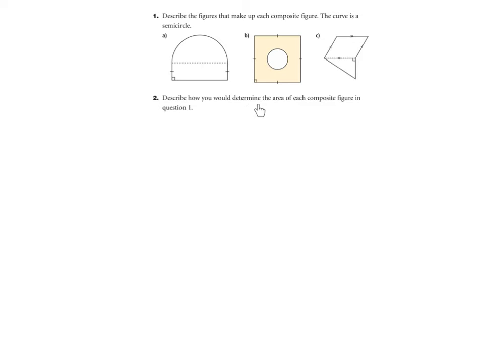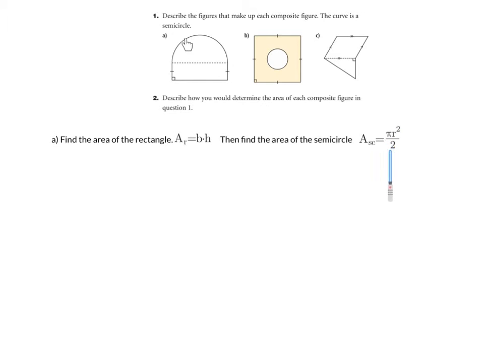Question 2, describe how you would determine the area of each composite figure in question 1. Well, here I would find the area of the rectangle, which would be the base times the height. Here then I would find the area of the semicircle. Well, the area of a full circle would be pi r squared. And so I'd have to find the radius, and then I'd do pi r squared, but then I would divide by 2, because this is only half of a circle, so it's only going to be half that area. And then I would add them together, whatever the area of the rectangle was, plus the area of the semicircle.